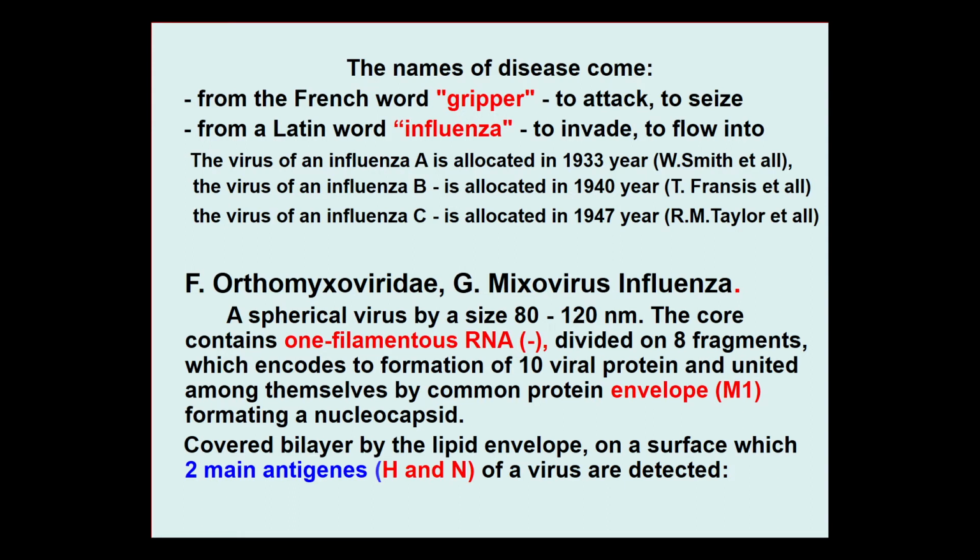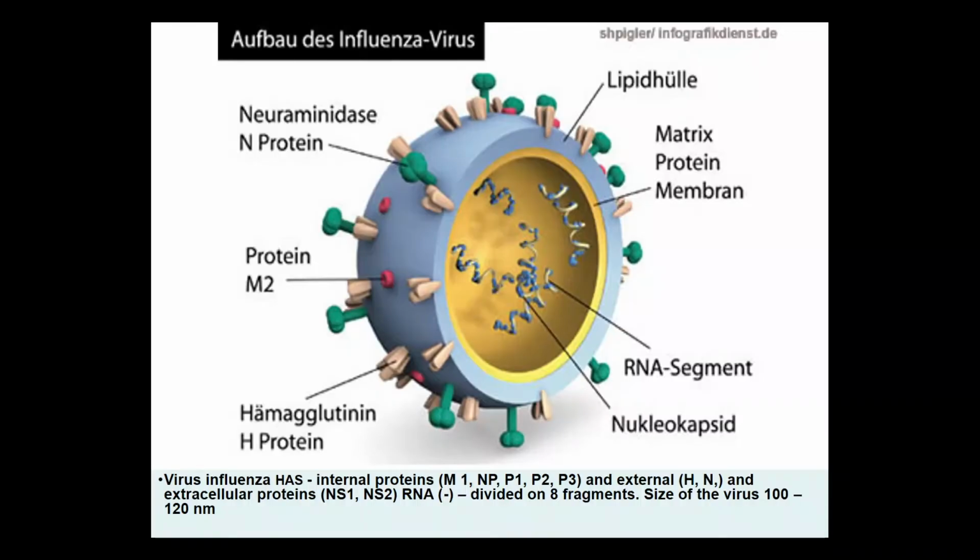Family Orthomyxoviridae, genus Myxovirus influenza. A spherical virus with a size of 120 nanometers. The core contains one filamentous minus-strand RNA divided into 8 fragments, which encode the formation of 10 viral proteins and are united among themselves by a common protein, the envelope M1, forming a nucleocapsid. Covered by a bilayer lipid envelope, on the surface there are two main antigens of the virus, H and N, that are detected.